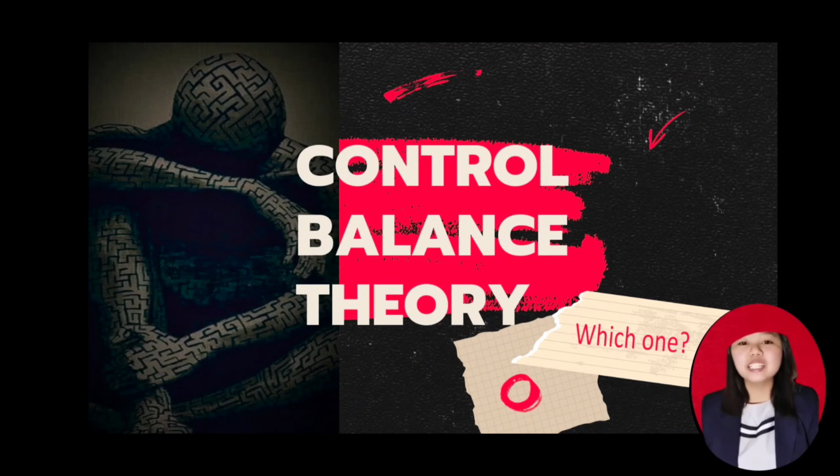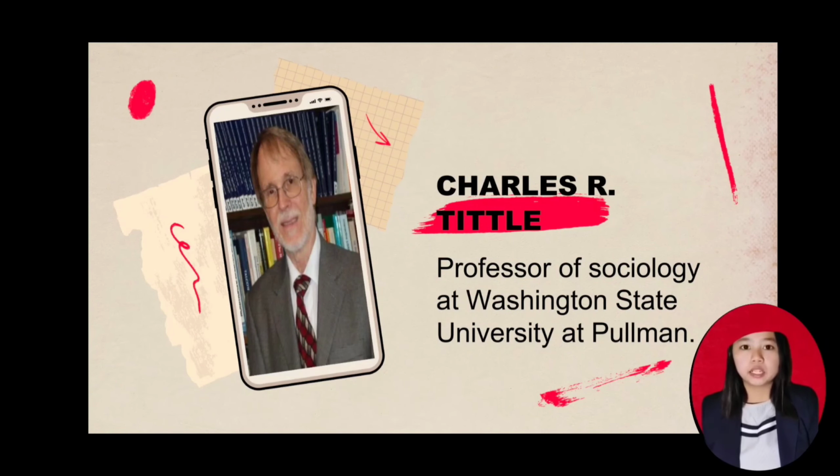Now, let's proceed to the next topic. The control balance theory. This control balance theory was proposed by Charles R. Tittle. He is a sociology professor at Washington State University at Pullman. In this theory, I will be discussing two parts. First is the original theory that was published in 1995 and the revised theory in 2004.